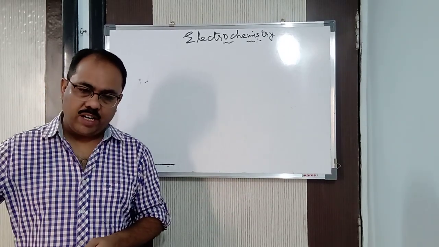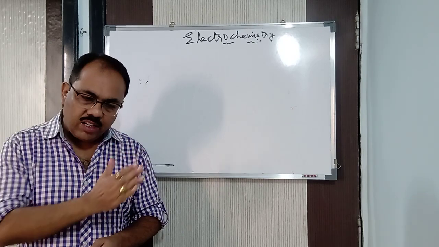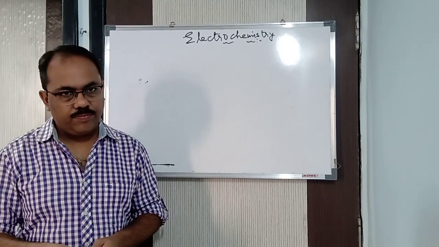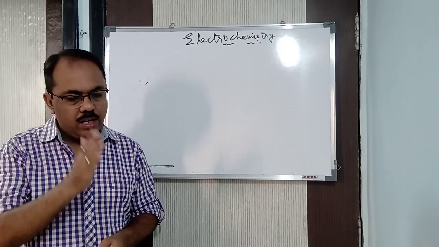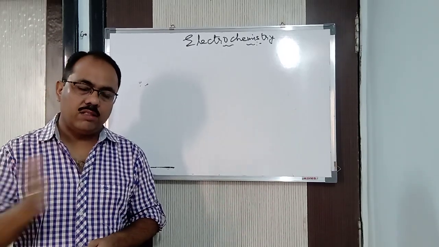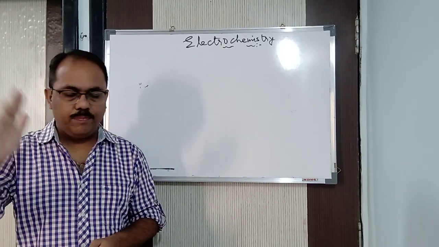It's a spontaneous reaction. There is a decrease in the free energy of the reaction, that is, the delta G value is negative. That is what happens in electrochemical reactions: chemical to electrical. This is the principle. Clear?